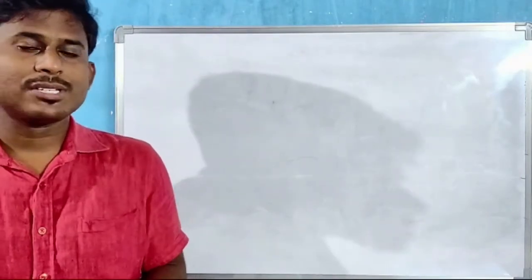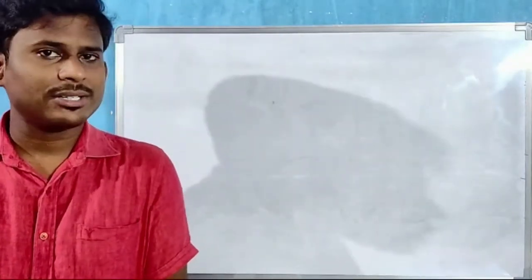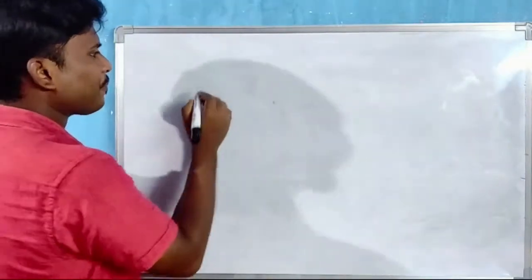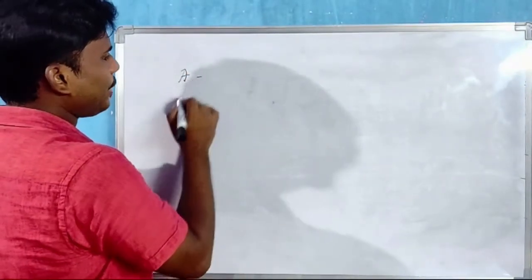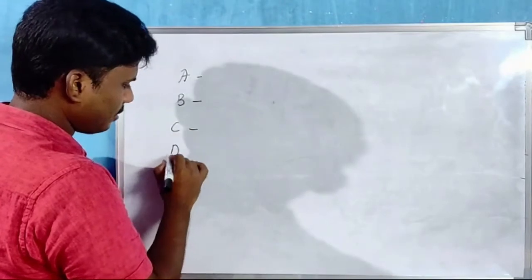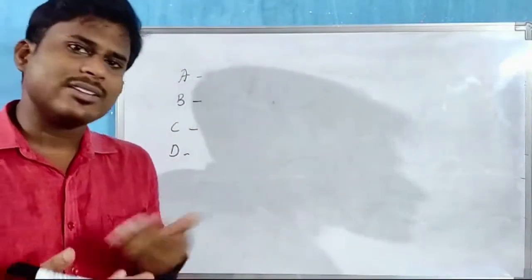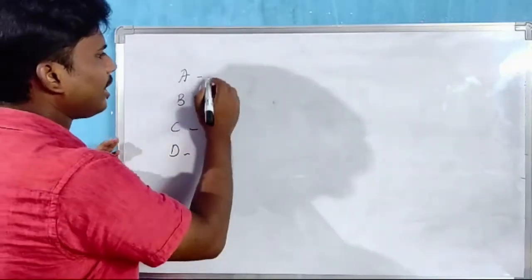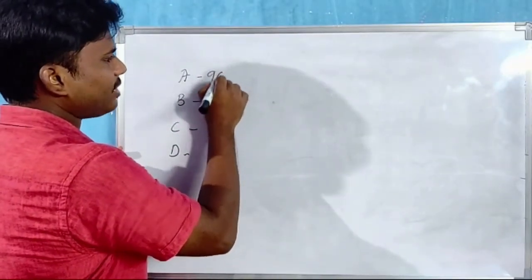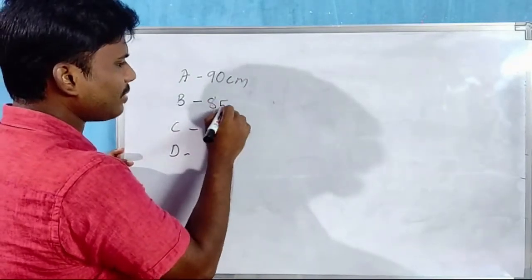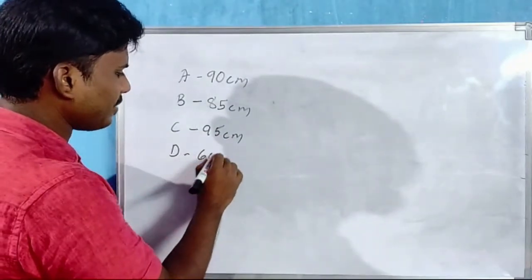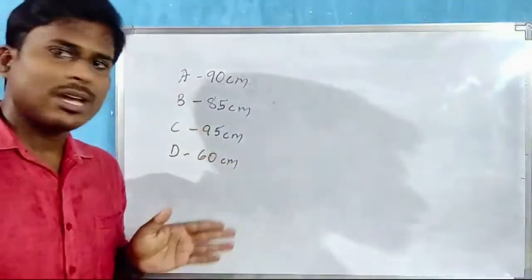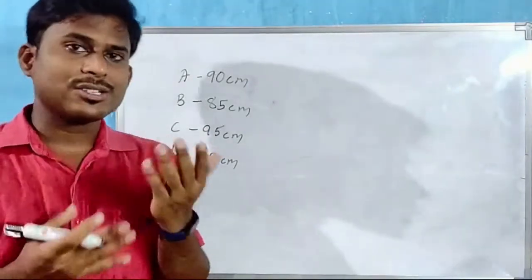Sometimes there are situations where 4, 5 or 3 numbers will be given. Then how do you compare numbers at that time? I will take a simple example. There are 4 friends. Let us take A, B, C, D. A, B, C, D are 4 friends. Shall we compare the heights of the 4 friends? Let us assume A is 90 centimeters, B is 85 centimeters, C is 95 centimeters, D is 60 centimeters. Here are the heights of the 4 friends. Now I can ask a question like this.